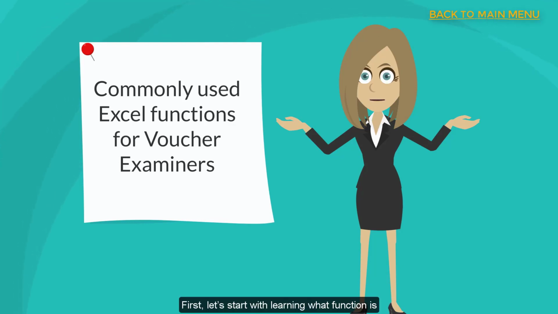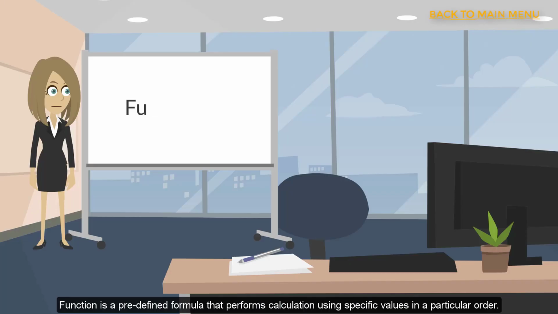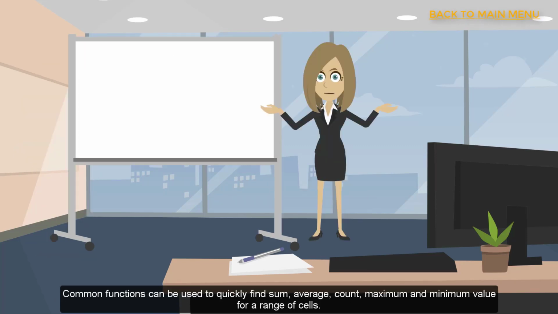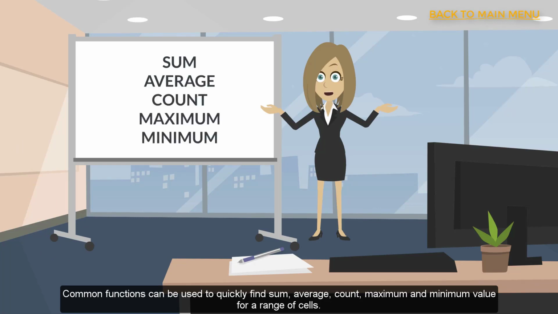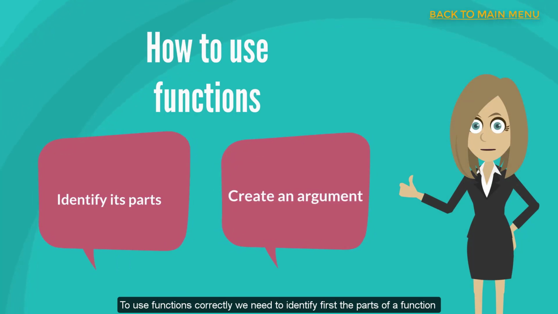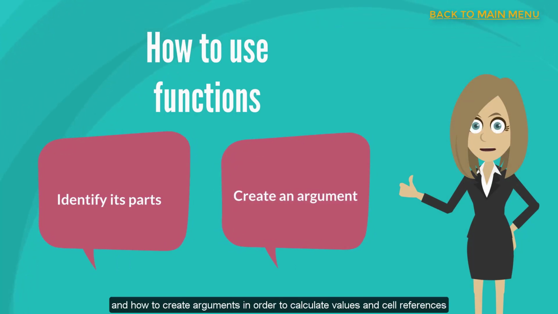First, let's start with learning what a function is. A function is a predefined formula that performs calculation using specific values in a particular order. Common functions can be used to quickly find sum, average, count, maximum and minimum value for a range of cells. To use functions correctly, we need to identify first the parts of a function and how to create arguments in order to calculate values and cell references.